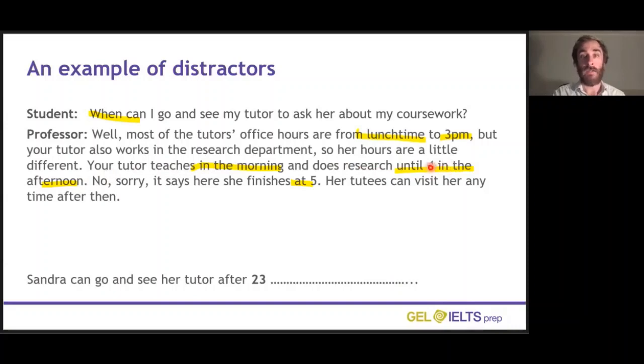Originally, he said 4 in the afternoon, and then he said, no, sorry, 5. This is quite common, and it's a way of distracting you because you will write down the first thing you hear and then forget to include the real answer. So often distractors come at the beginning of what someone says and the real answer comes at the end. But this is not the only position for distractors to be. They could be in any order and the answer could be anywhere amongst them.